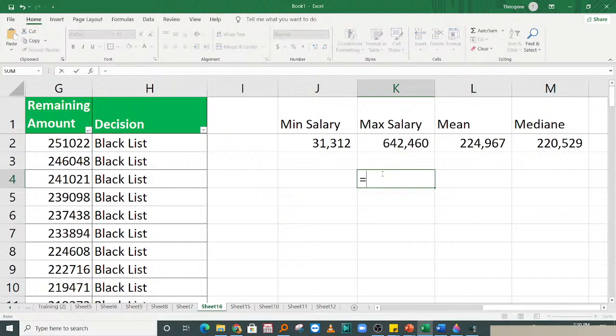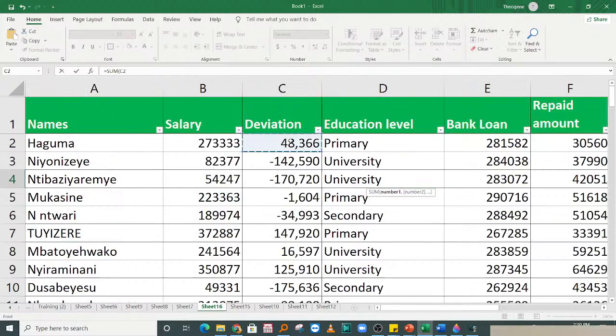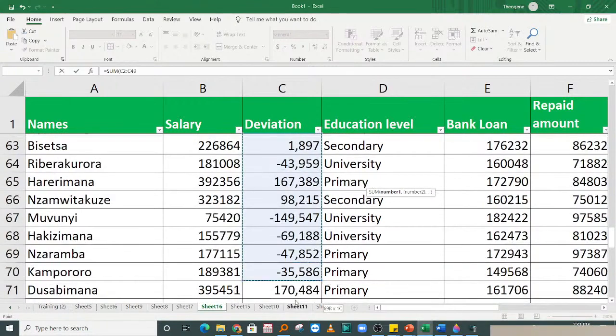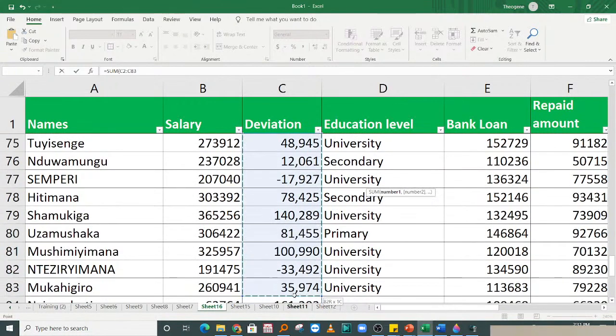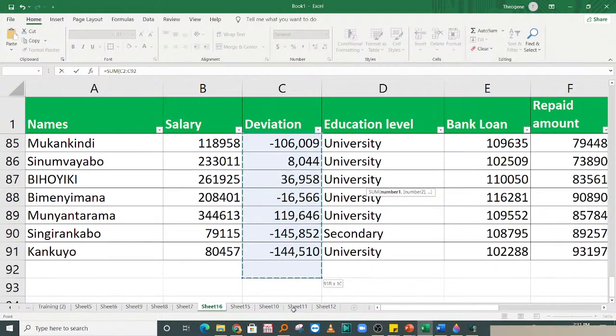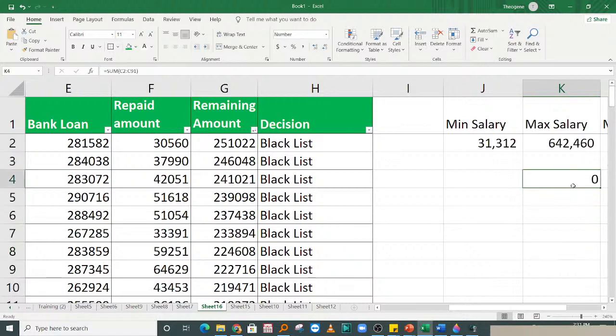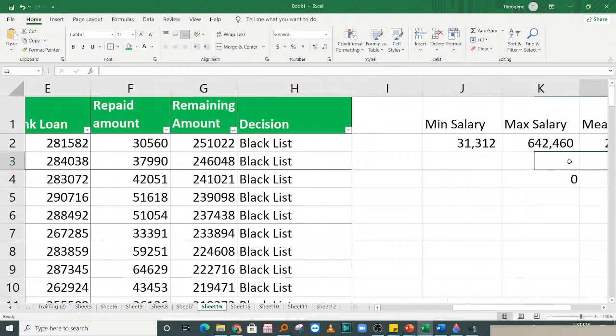Let me sum up the deviation. If we sum this deviation, what do we get? What is the sum? Is it 0? Yes, because the deviation must be equal to 0 from both sides, from left and from right. The deviation must be equal to 0.